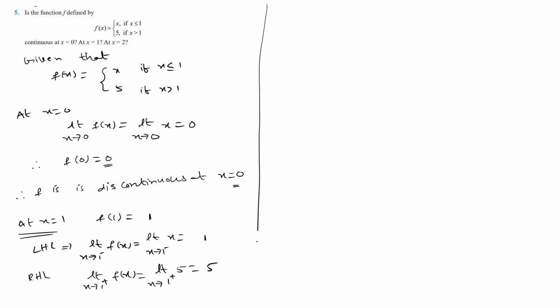Therefore LHL is not equal to RHL, so f is not continuous at x equal to 1. Sorry, f is not continuous at x equal to 1, but at 0 it is continuous only. Why? Because at 0, which is less than 1, this function gives 0 on 0. So f is a continuous function at x equal to 0, but at x equal to 1 this function is not continuous.